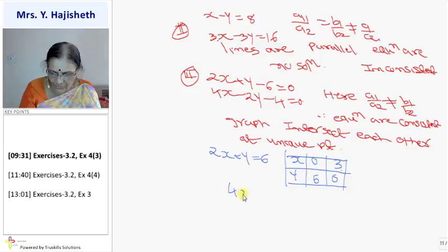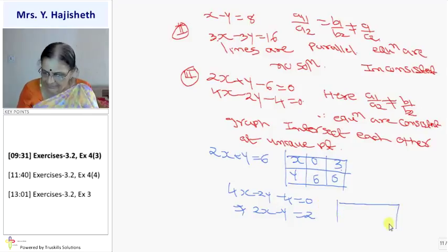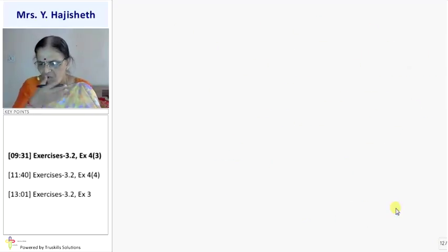For another equation, 4x minus 2y minus 4 is 0, its reduced form will be 2x minus y is equal to 2. Clear? So its table will be: x is 0, then y is minus 2, right? And y is 0, so x will be 1. Clear? Now you can draw the graph, right? Where they intersect, that will be your point of intersection. So you can draw the graph on your own.